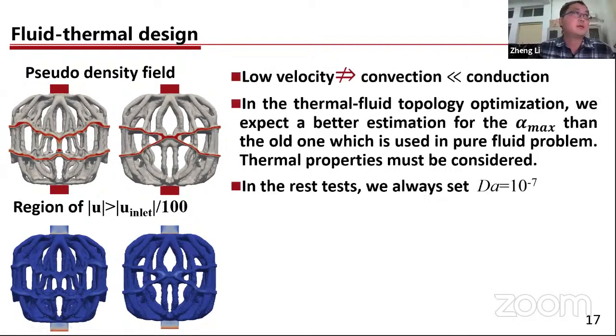But then we can make some conclusions. We used to believe that if we punished the velocity to a small value, the convection would be much lower than the conduction in the solid region. But actually the result shows that's not true, because these two terms are naturally not of the same magnitude. Also, these two terms are related to many other properties of the material.